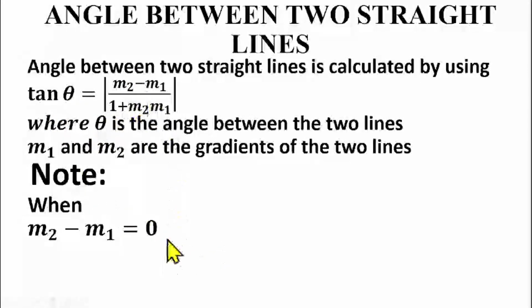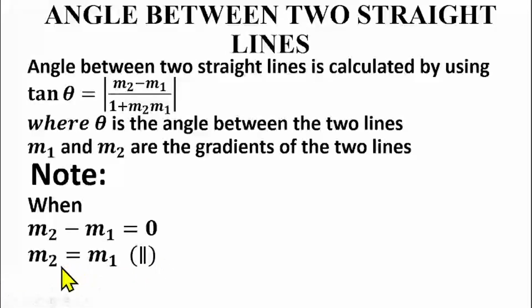So you don't need to stress yourself calculating further. Assuming that my gradient here is 2 and this one is also 2, that means I have 2 minus 2, which gives us 0. So I should know automatically that theta will be equal to 0. How? Let's see. If I take this minus m1 to this side, what can we see? We see that m2 equals m1. And this is the condition for parallelism in coordinate geometry, if you remember.